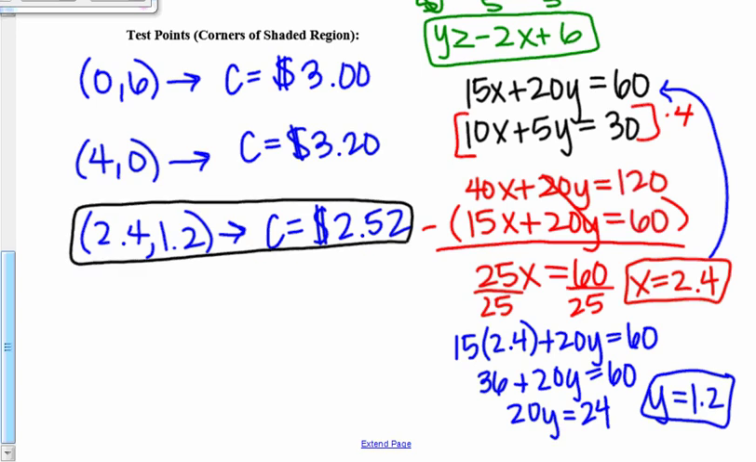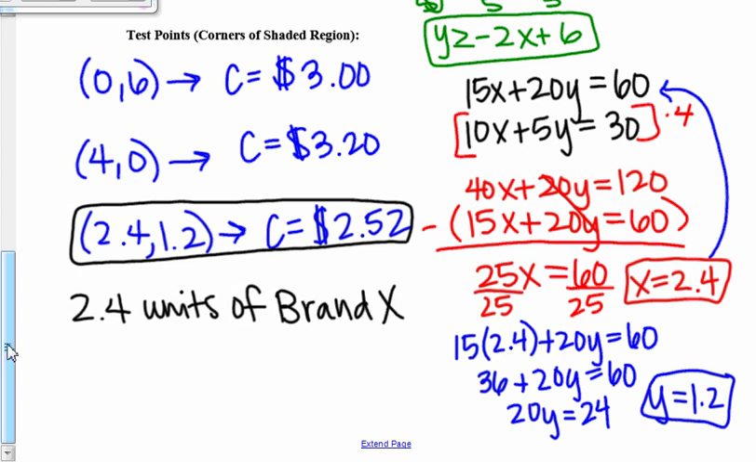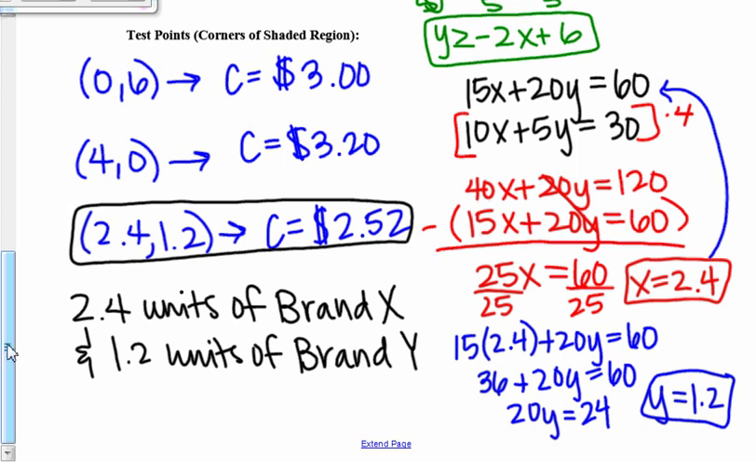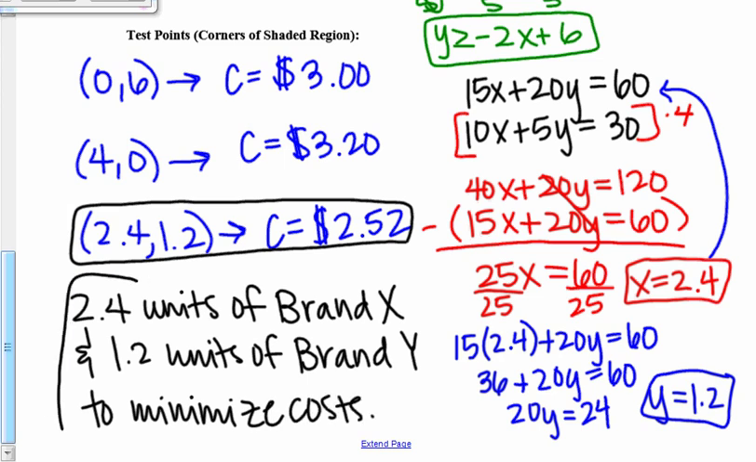So we actually did need to solve for that point because the cattle rancher needs 2.4 units of brand X and 1.2 units of brand Y to minimize costs. And that is our answer.